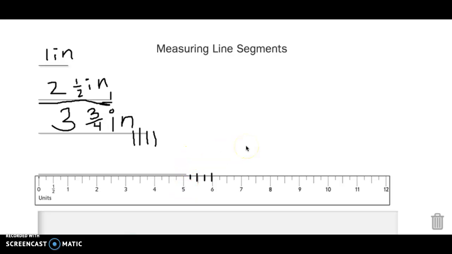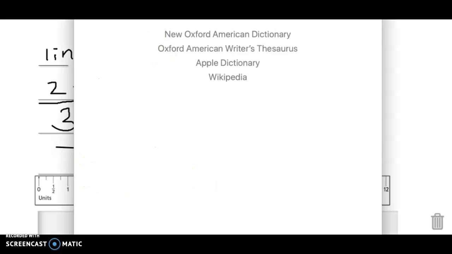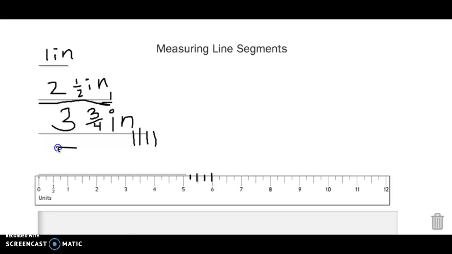So sometimes, like numbers, we're going to have to round. And we're going to round this line down to 5 inches, because we're rounding down. Because it didn't quite make it to that 1/4 part, right? It didn't actually go to that first part of our inch. So 5 inches. Amazing.